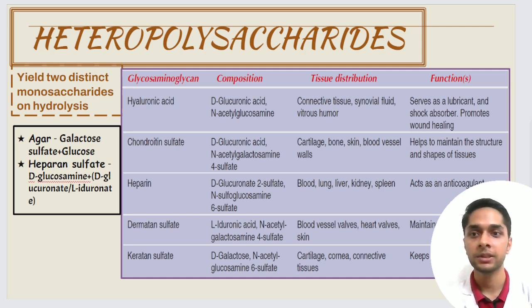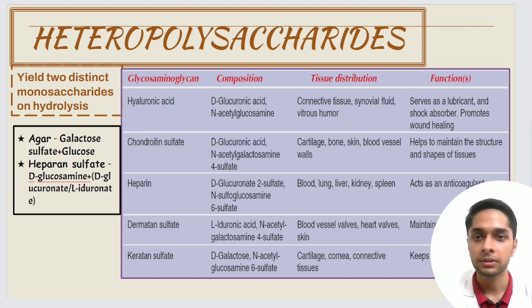Compounds which are heteropolysaccharides give two or more distinct monosaccharide units on hydrolysis. For example, agar is a heteropolysaccharide made up of galactose sulfate and glucose. Heparan sulfate is made up of D-glucosamine and D-glucuronate or L-iduronate. Here I've included a table from the book by U. Satyanarayan. These include common heteropolysaccharides, their composition, and the functions they perform within the body.